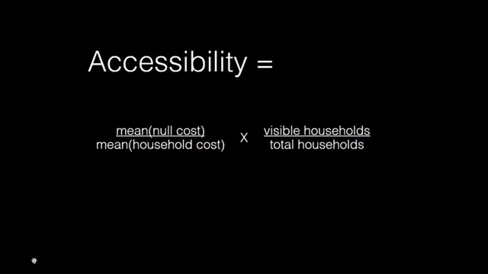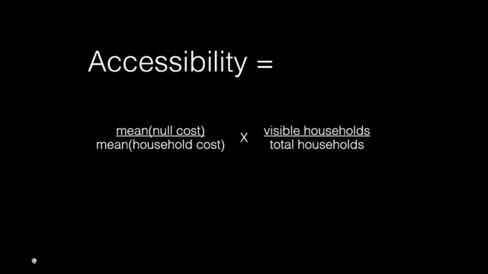This process is done for each public feature in each phase to calculate access. For this paper, we produce an accessibility metric that is equal to the null cost distance divided by the average household cost distance, multiplied by the percentage of households that can view the public feature. This is done in an effort to produce one number to represent access.